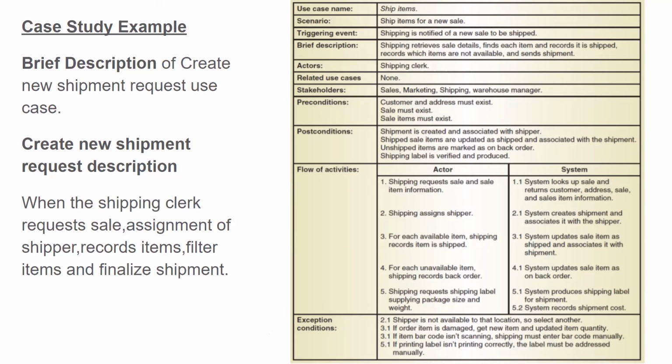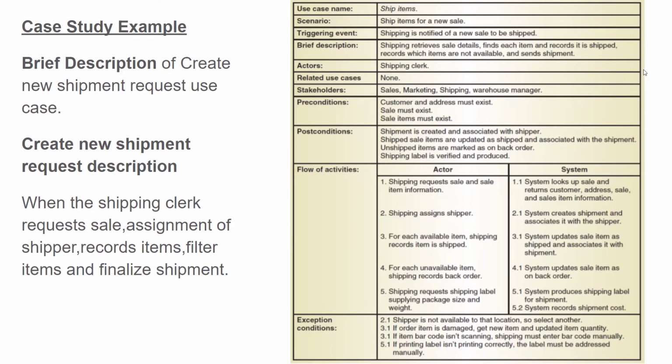So a brief description about it would be shipping to retrieve the sale details, find each item and record it is shipped, record which items are not available, and send the shipment, which is basically the same as the description written on the left side. Then the actor here, as I said, is a shipping clerk. The related use cases are none. There's nothing related to this ship case prior to it.